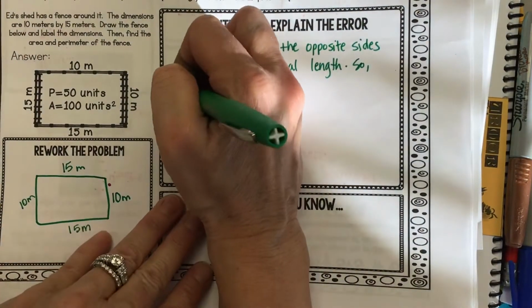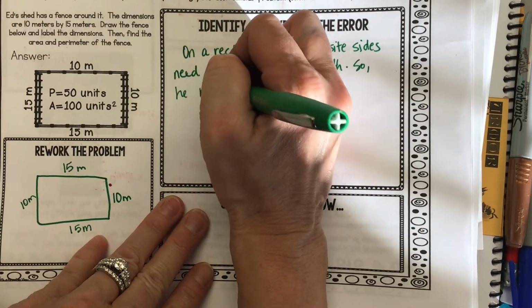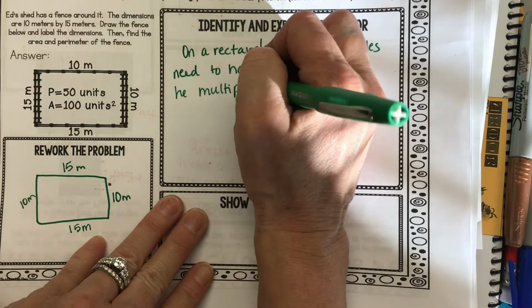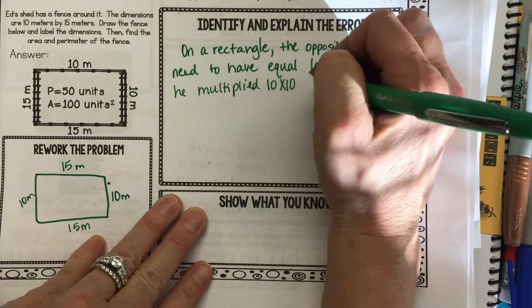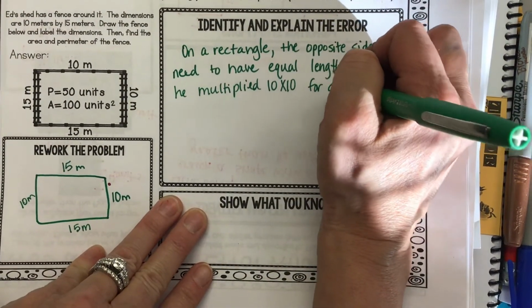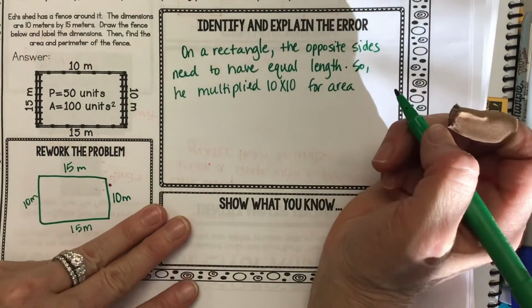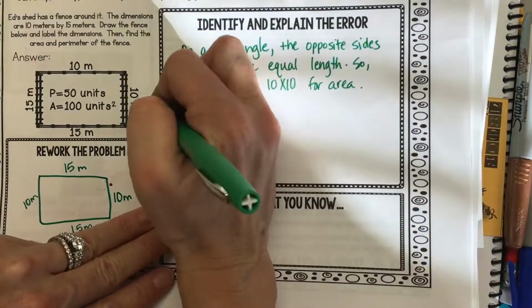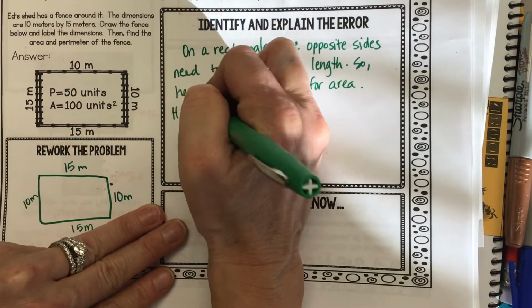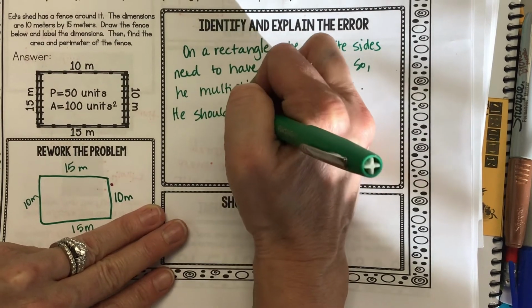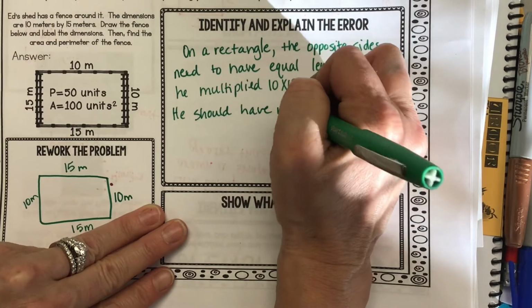So he multiplied 10 times 10 for the area instead of what should he have multiplied, Caden? 10 times 15. Yes, he should have multiplied 10 times 15.